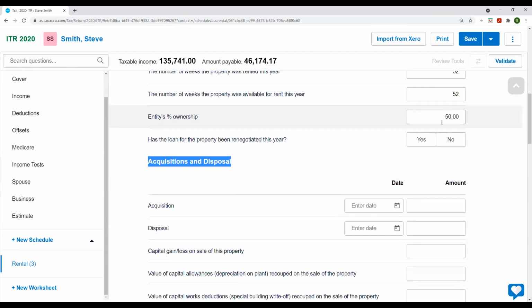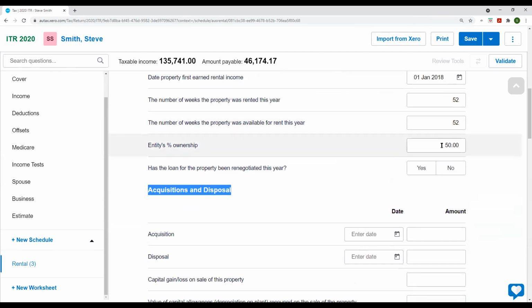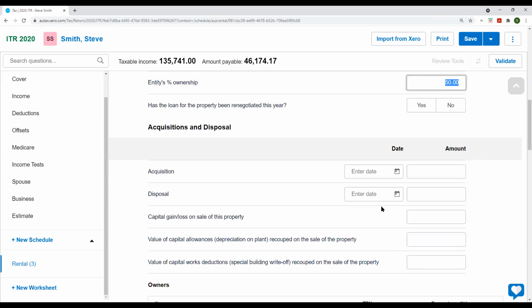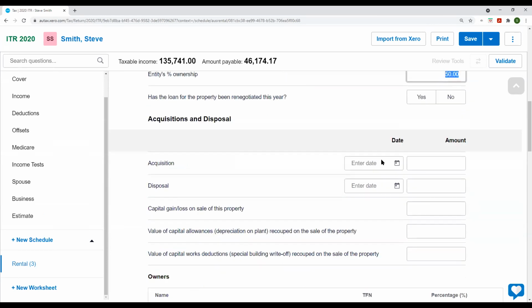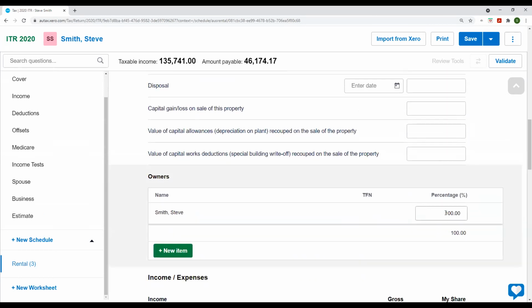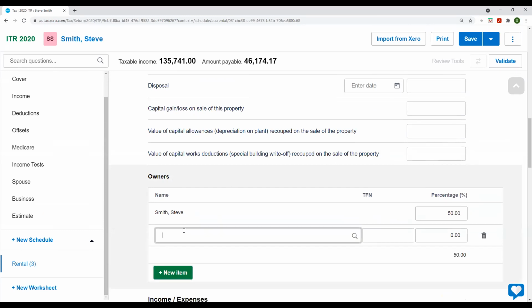What is the percentage? Assume that Steve Smith has 50% and his wife has 50%. So 50% ownership here for Steve Smith. And we will come down and you can say Steve 50%. You want to change this one. And then you want to add Steve Smith's wife. What's the name? Britain, the first one, right? Okay, 50%. So we added that one.